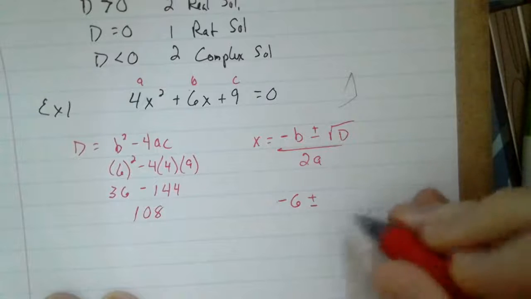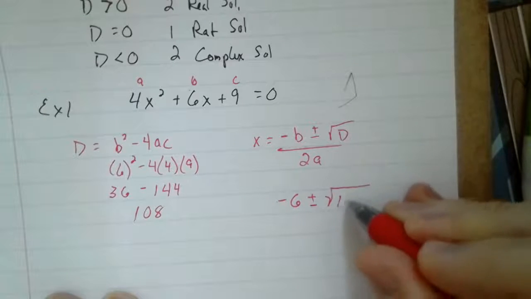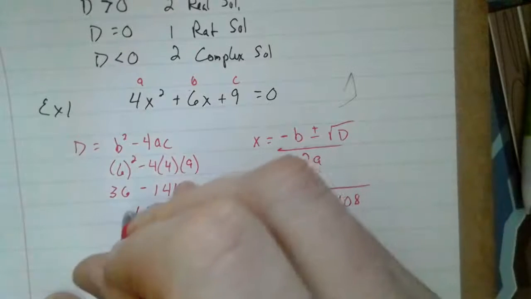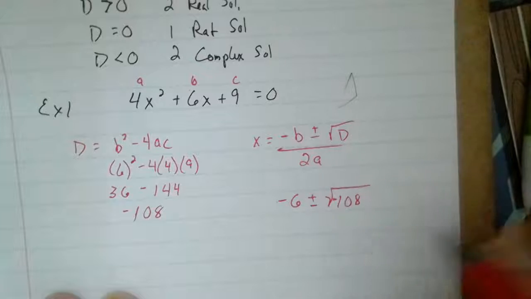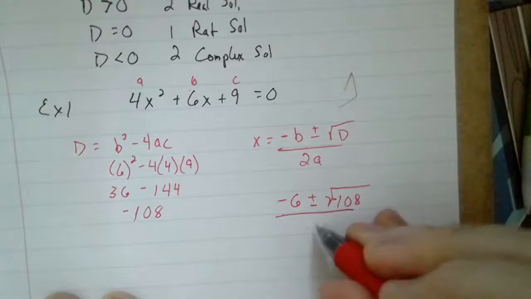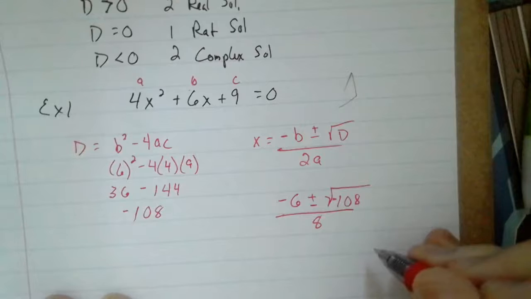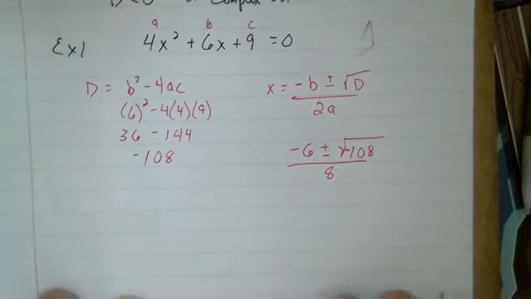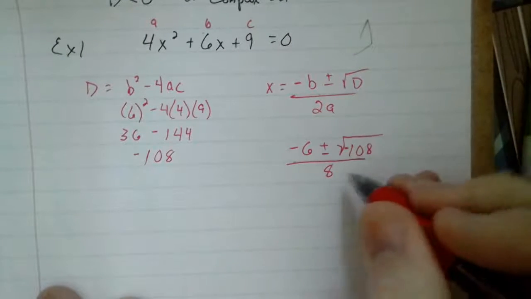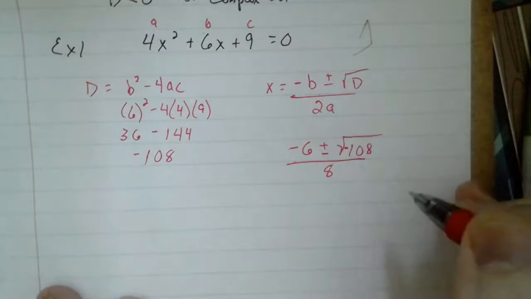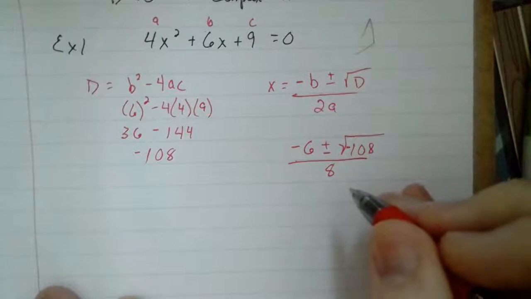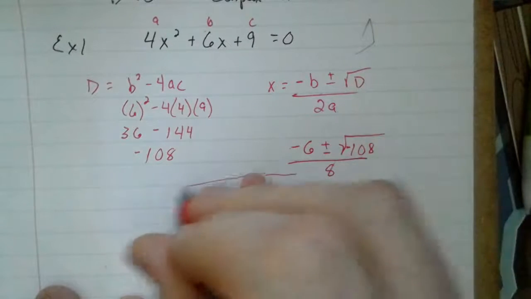All right? Plus or minus the square root of, I'm sorry, negative 108. My apologies. All over 2 times a. So 2 times 4 is 8. Okay? Now here, I expect you to clean this up, right? As soon as I see this as a negative, I'm going to break it up into 2 fractions. All right? So I'm just going to go ahead and continue down here.